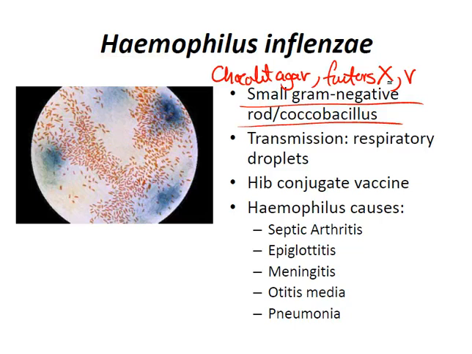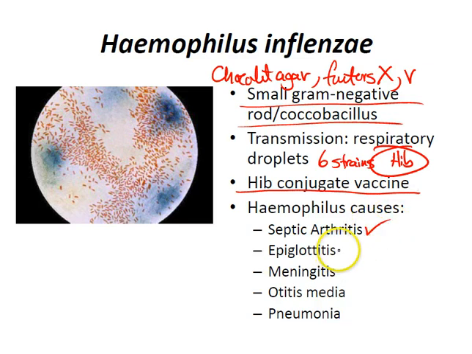So, like we said, the transmission is through respiratory droplets. There are 6 strains that have capsules. Hib is the most virulent, and that is Haemophilus influenzae type B. It accounts for 95% of pediatric and 50% of adult infections. So that's why we have a Hib conjugate vaccine. Now, Haemophilus causes septic arthritis, epiglottitis, meningitis, otitis media, and pneumonia.